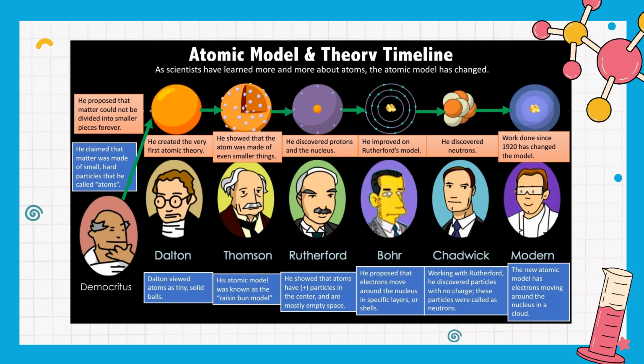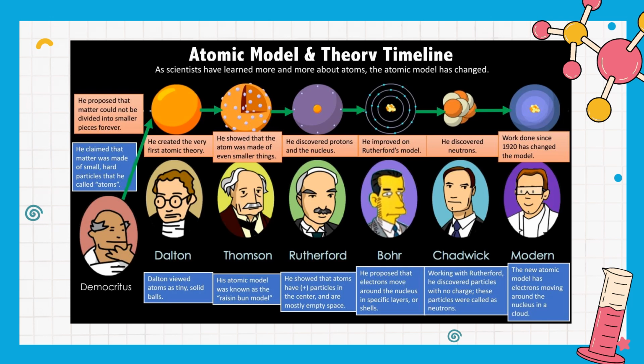Next is J.J. Thomson. His atomic model was known as the Raisin-Bun model. He showed that the atom was made of even smaller things. Next is Ernest Rutherford. He showed that atoms have positive particles in the center and are mostly empty space. He discovered protons and the nucleus.